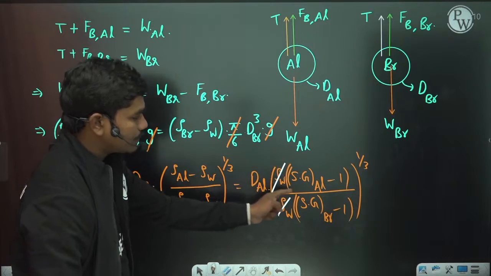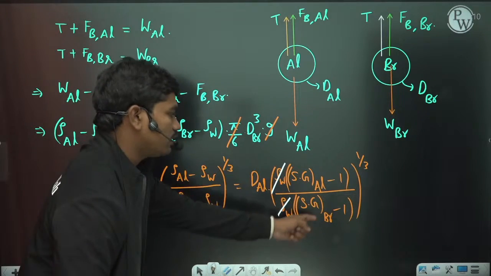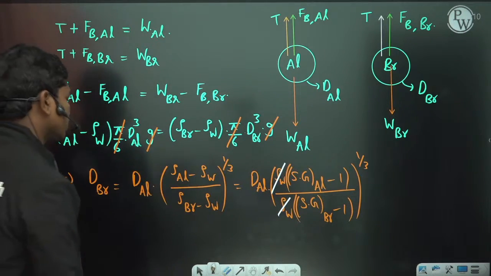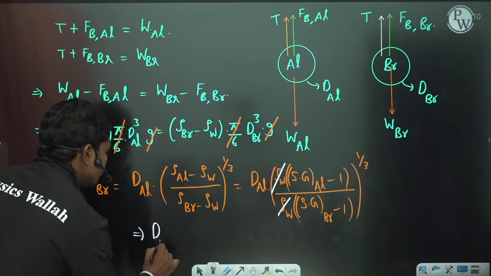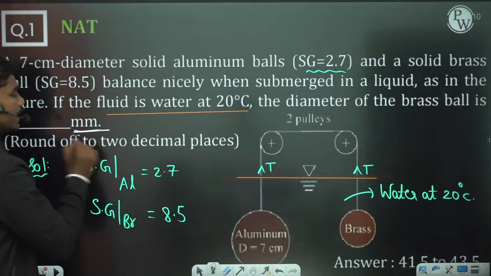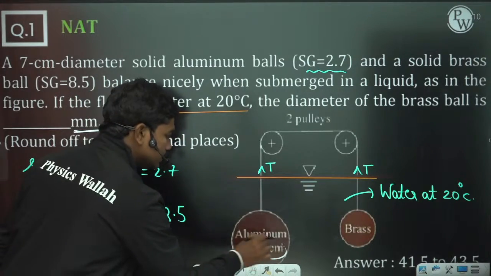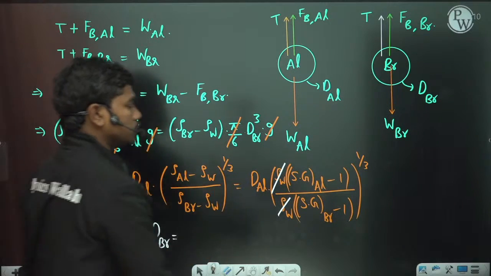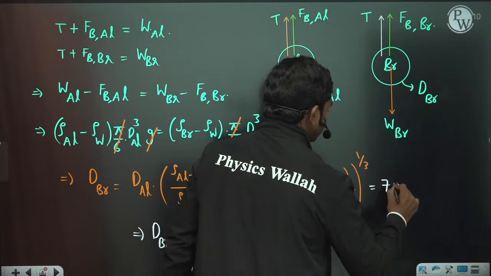The specific gravity of aluminum is given to you, the specific gravity of brass is also given to you, and the diameter of aluminum is also given to you. So d brass is equal to, let us see what units they are asking in. They want the diameter in mm, but the diameter given here is 7 centimeters. So let us substitute in mm. So 70 times.